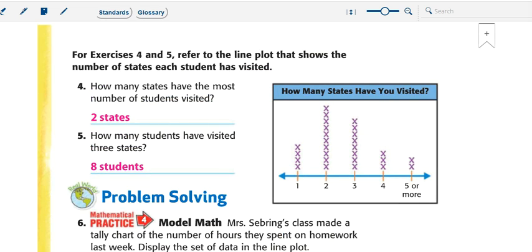For exercise 4 and 5, refer to the line plot that shows the number of states each student has visited. Number 4, how many states have the most number of students visited? 2 states. Why? Because 2 and 3 has the most x's, okay? How many students have visited 3 states? You count the number of x's, okay? On number 4, you count the number of x's over the 2 states, okay?